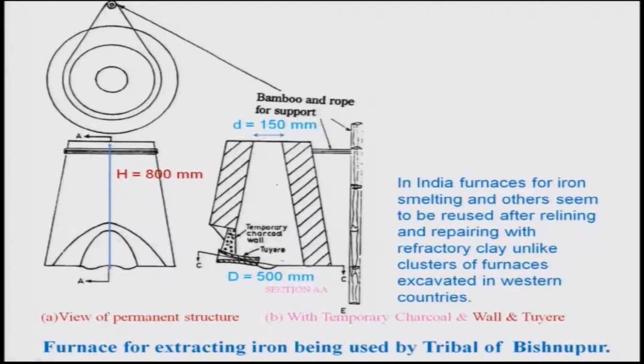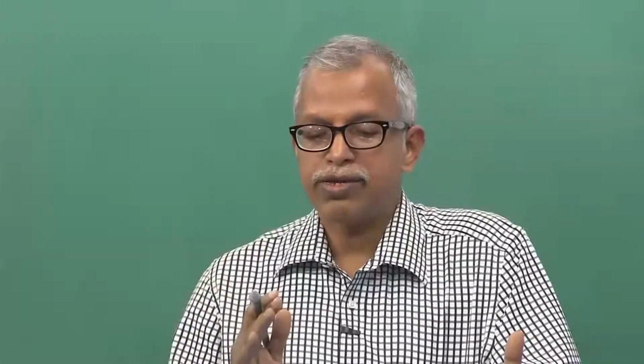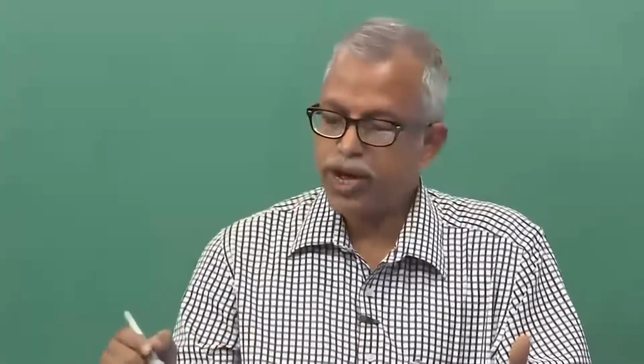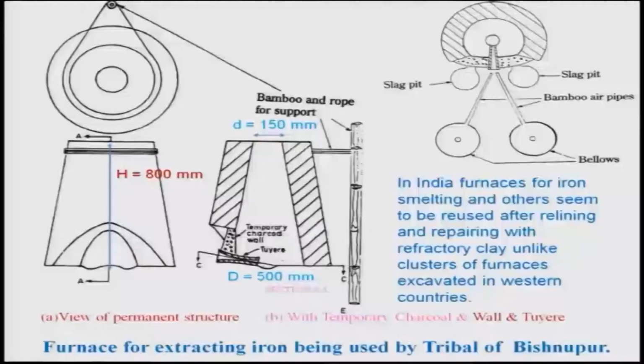In India, furnaces for iron smelting and others seem to be reused after relining and repairing with refractory clay, unlike the cluster of furnaces excavated in western countries, which did not have liners and were used once and then not used again. So, that is the difference between the technology in ancient India and elsewhere. Let us look at how they were putting in this air.